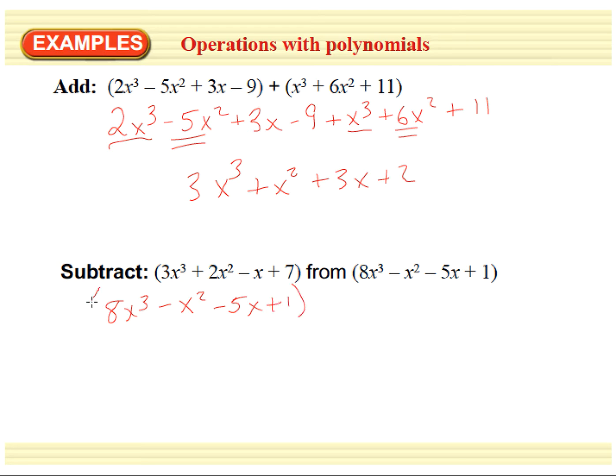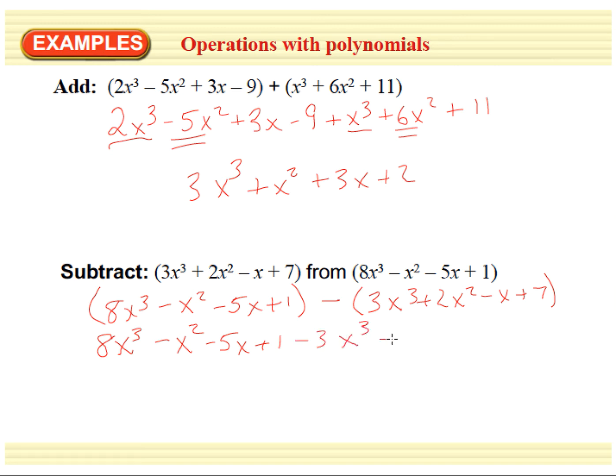Keep that in parentheses, you don't really need that. Minus, okay. The second term we definitely need in parentheses because what we're going to need to do is carry that minus sign through those parentheses as if it's a -1 and multiply by everything in there with the -1. So this becomes negative 3x cubed minus 2x squared plus x minus 7.